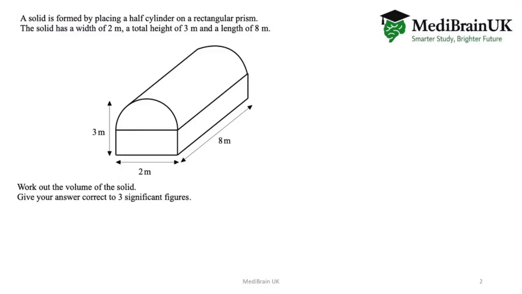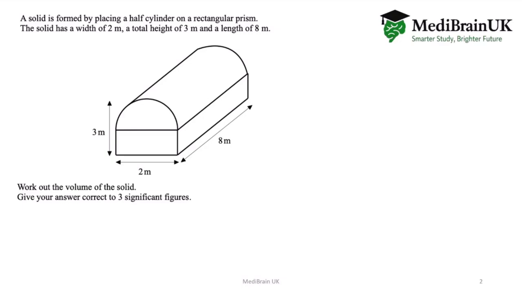So we've got this question. It says a solid is formed by placing a half cylinder on a rectangular prism. The solid has a width of 2 meters, a total height of 3 meters, and a length of 8 meters. We need to work out the volume of the solid.